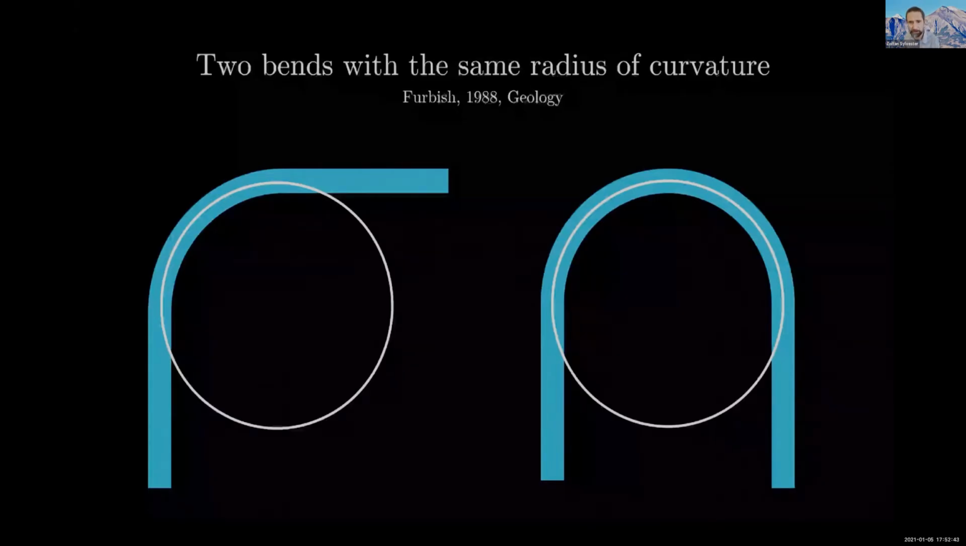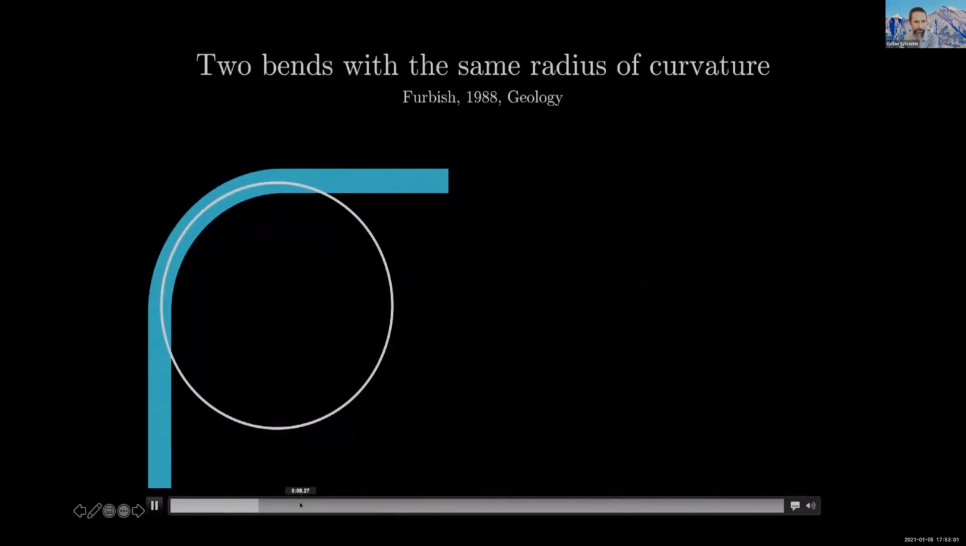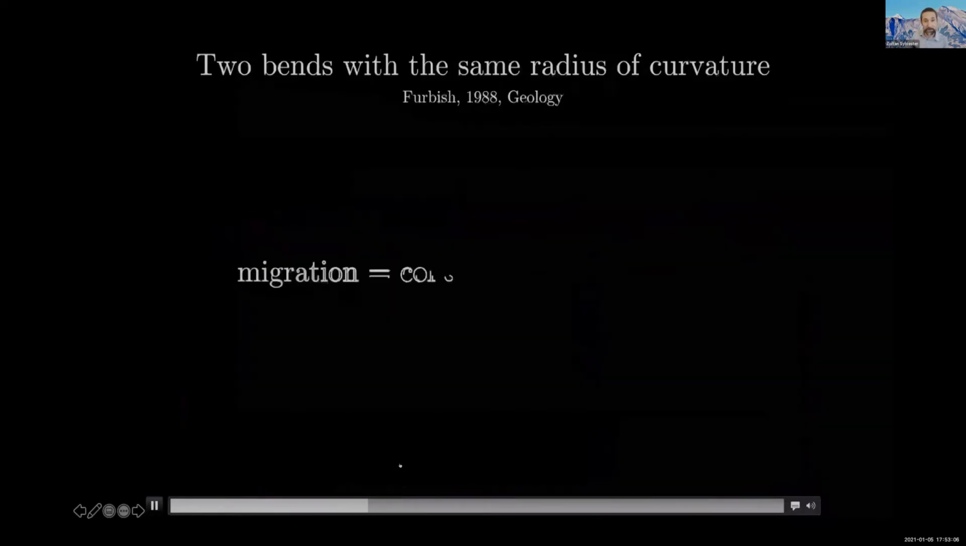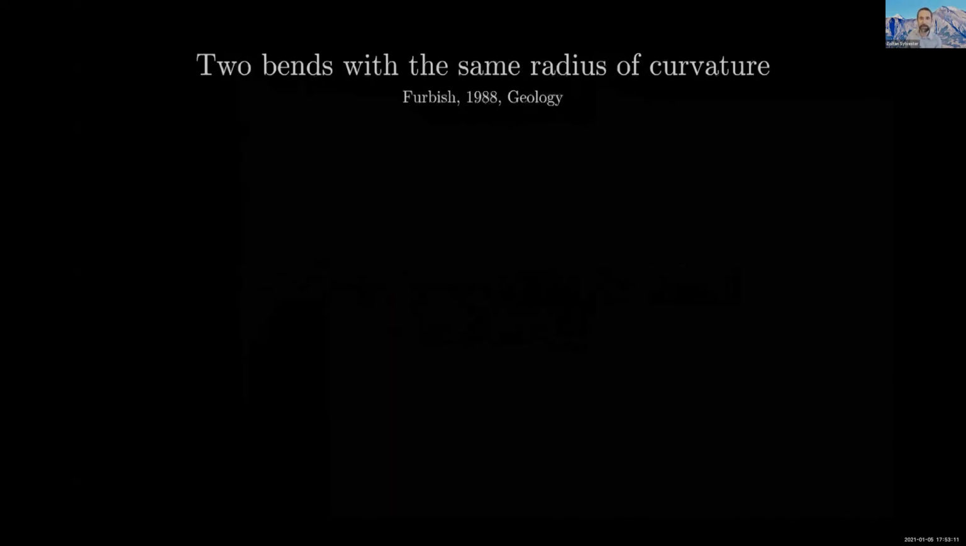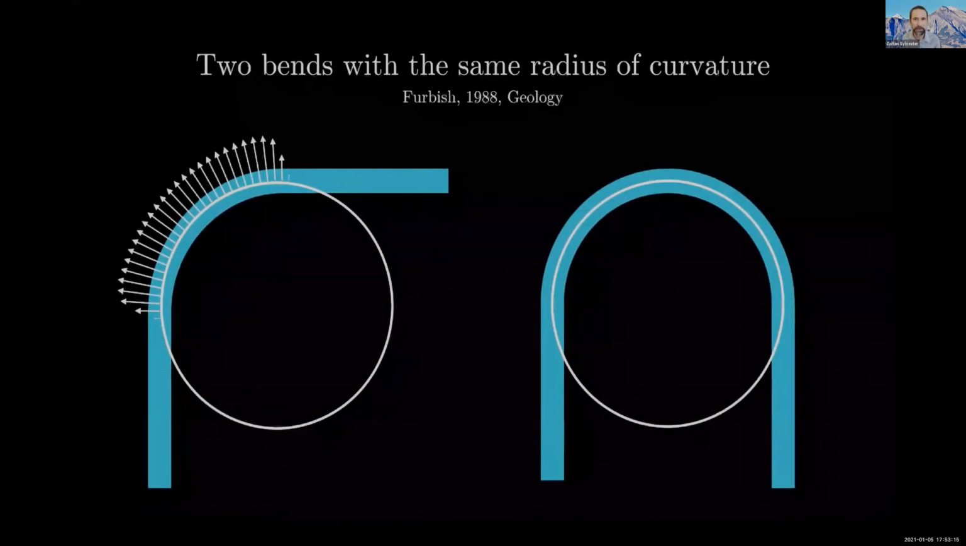But for the sake of running this exercise, let's use, my animations are not always working as I hope they do. So we are back at these circles. And so let's use the first model that I talked about, where migration is simply a function of local curvature, right? And plot these migration vectors. And that's how they look.